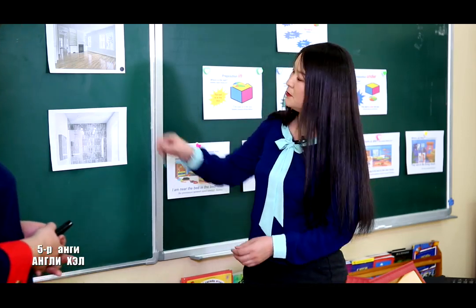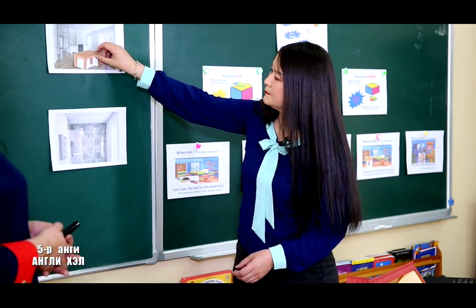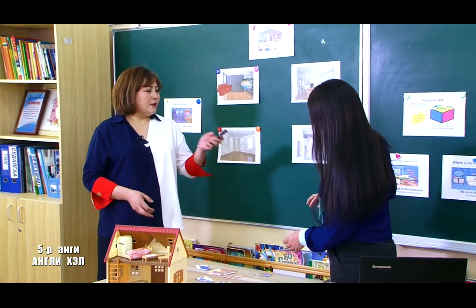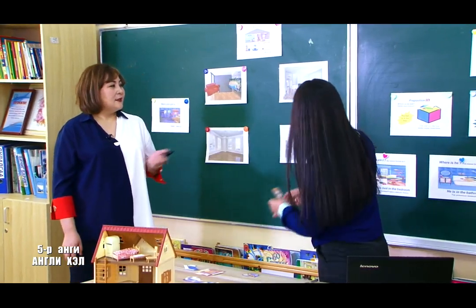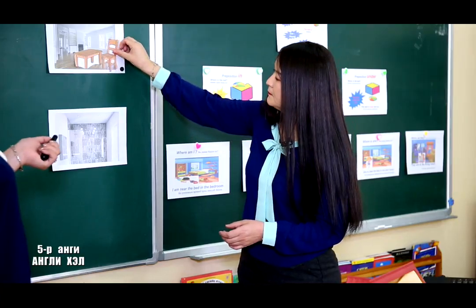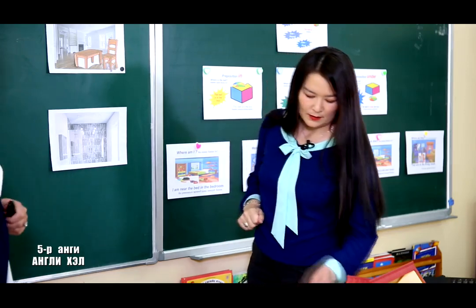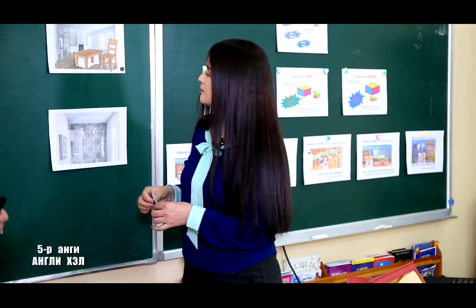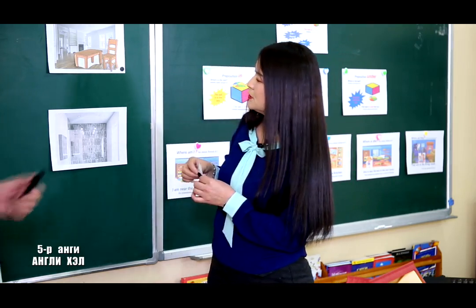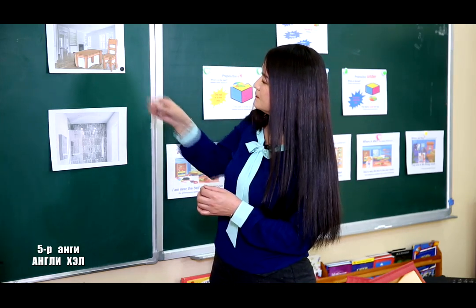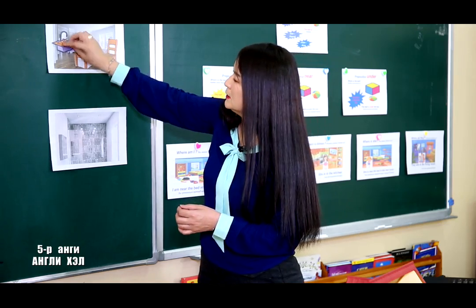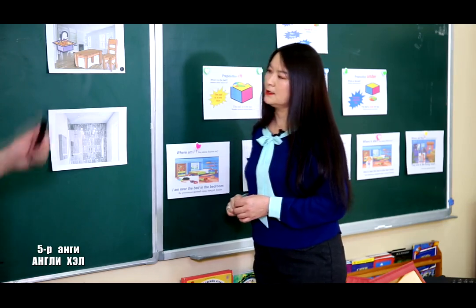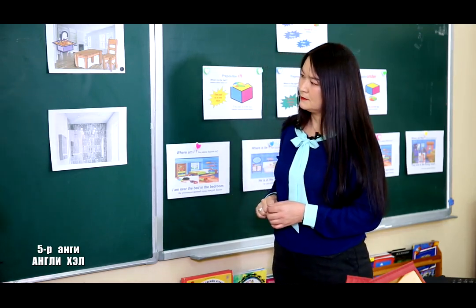Okay. Have you got a table? Yes, I have got a table. Have you got a chair? Yes, I have got a chair. Have you got a sink? Yes, I have got a sink.